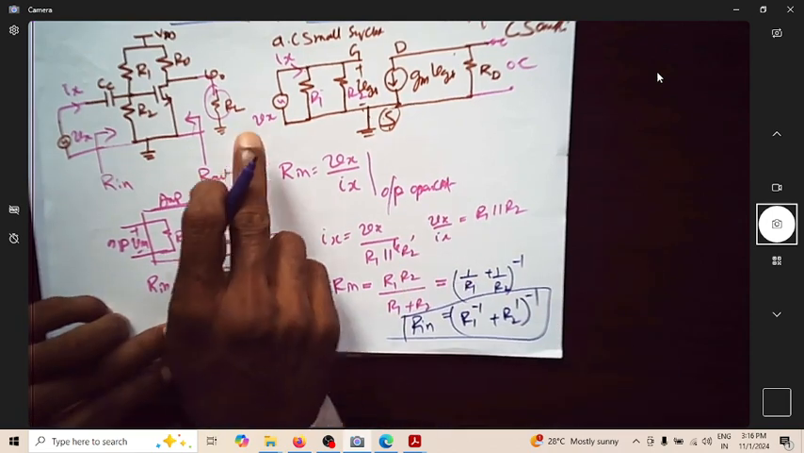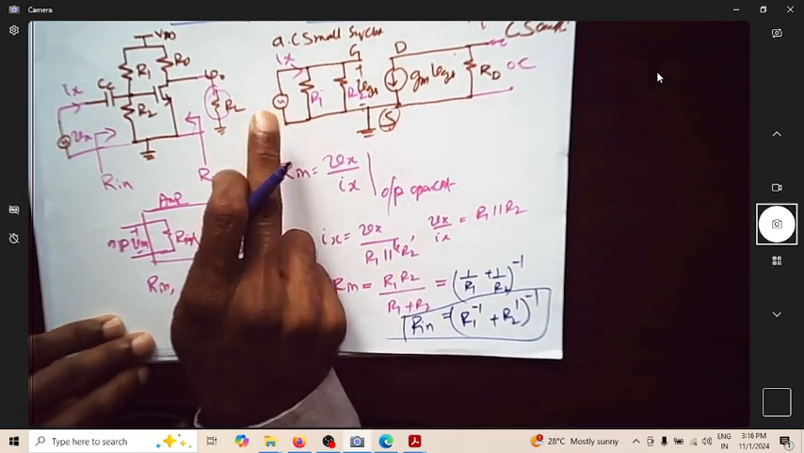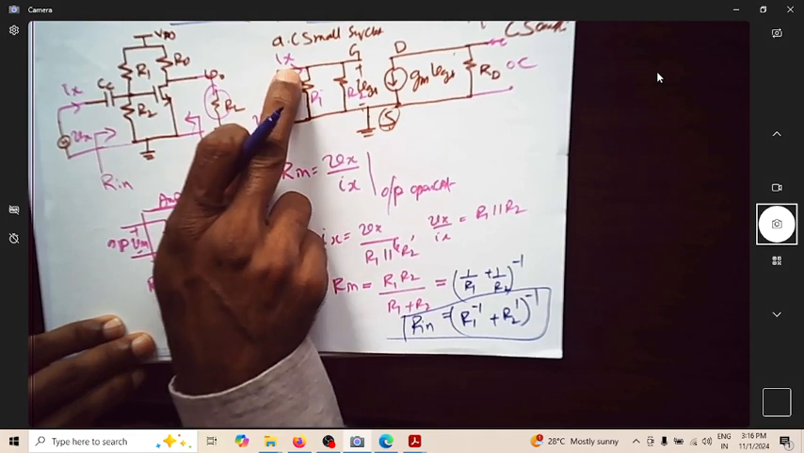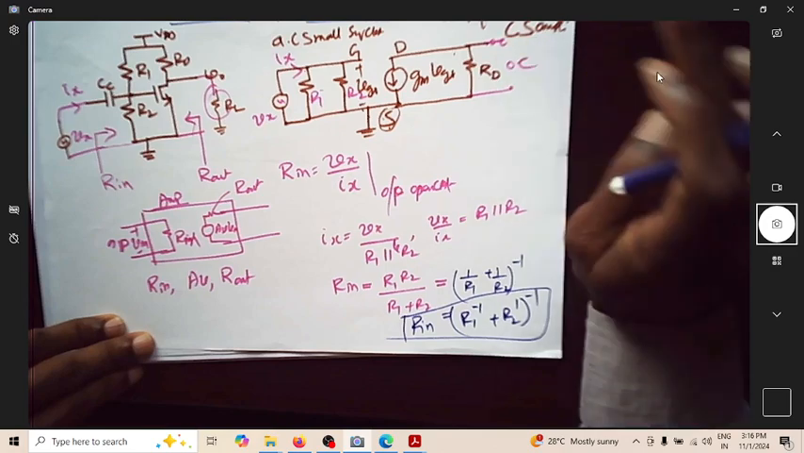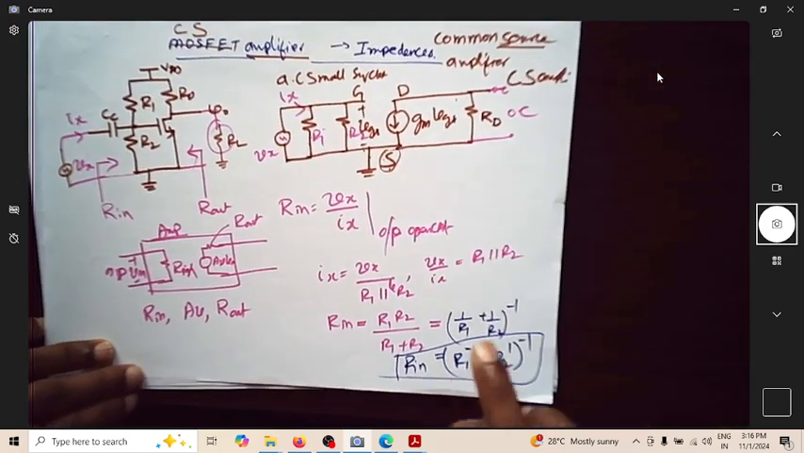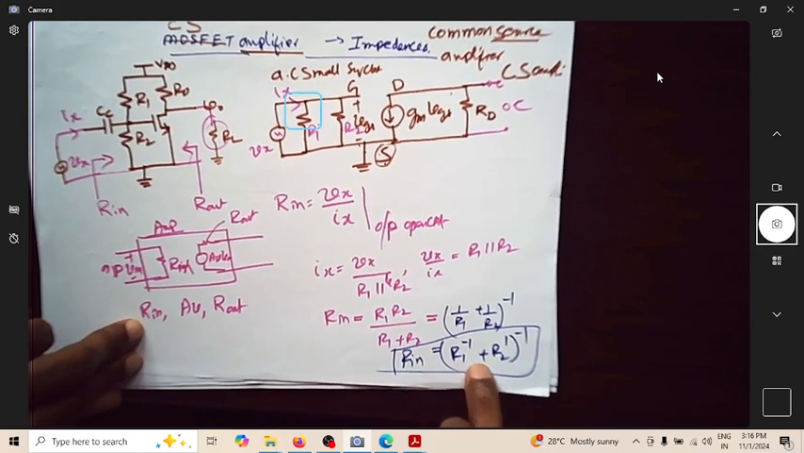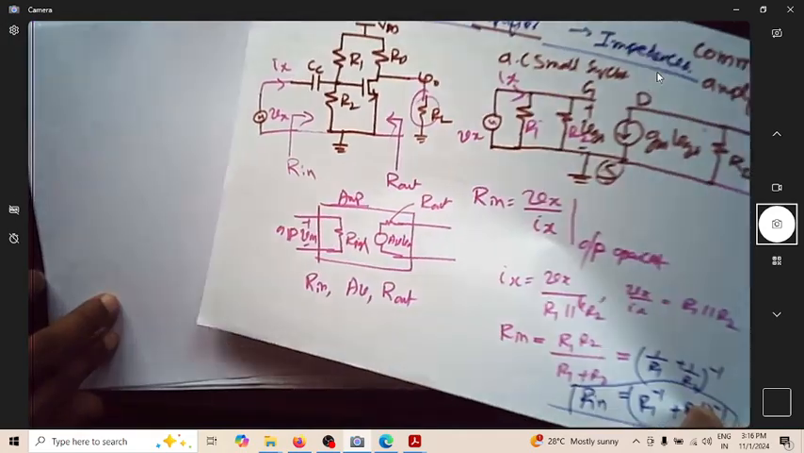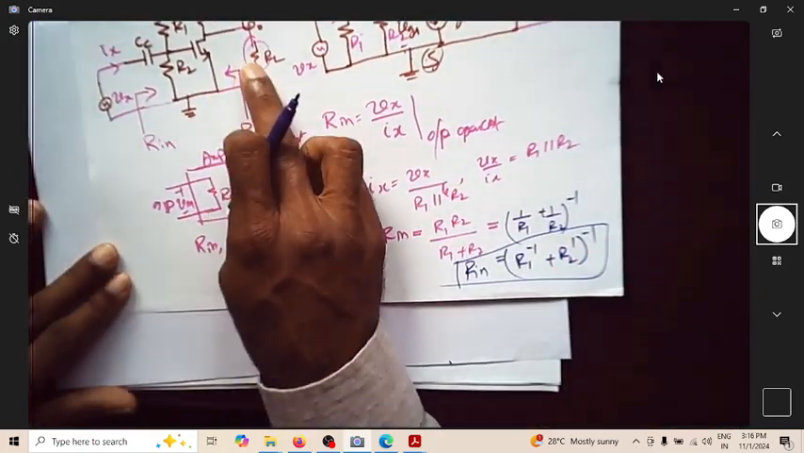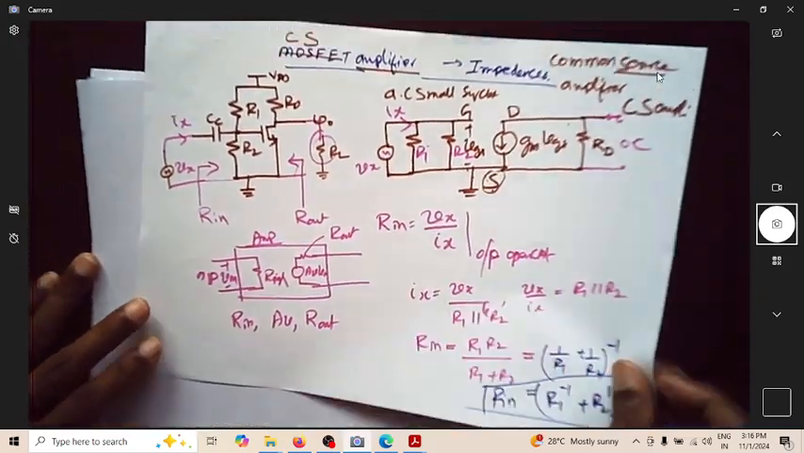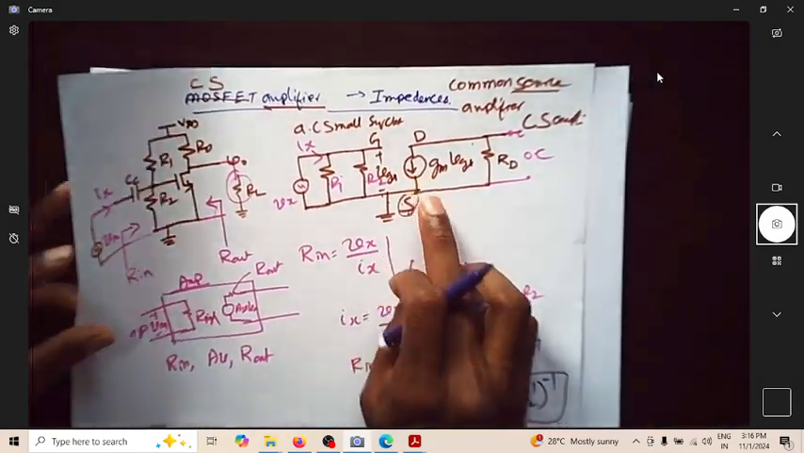So what are the conditions? You are applying some dummy source, which is a known voltage source. You are trying to find Ix. The condition is the output is open circuited. From which we will get Rin as R1 parallel R2. Similarly, I need to find what Rout is. So we have this equivalent circuit.